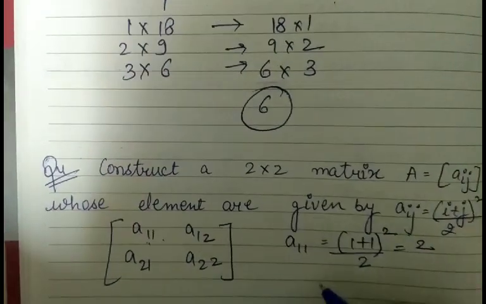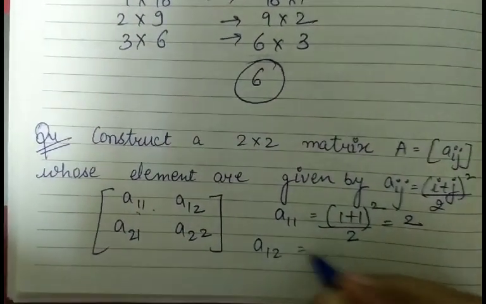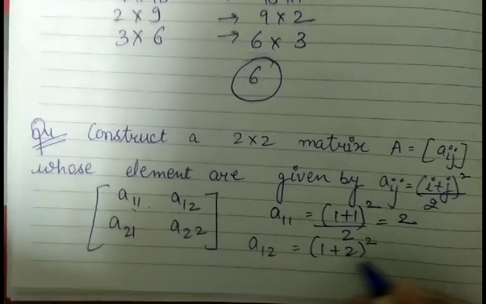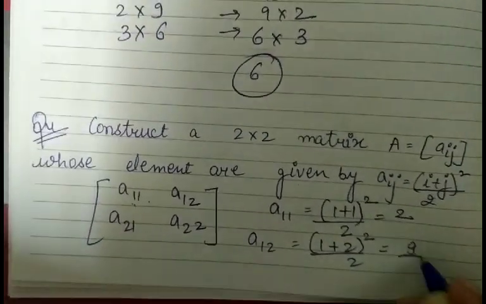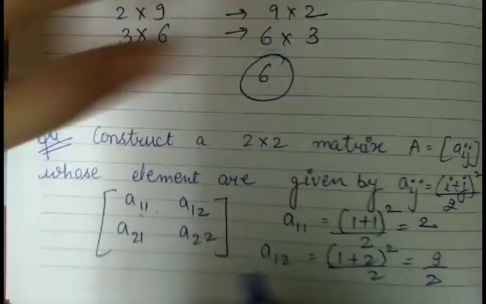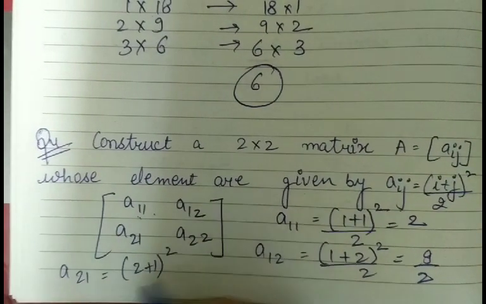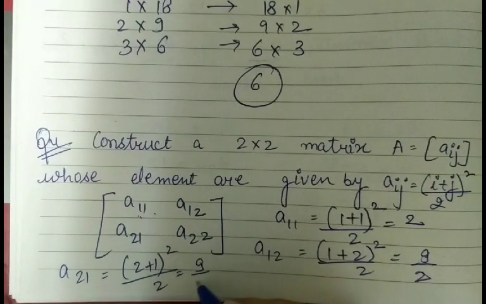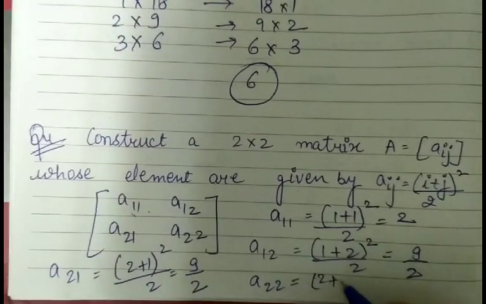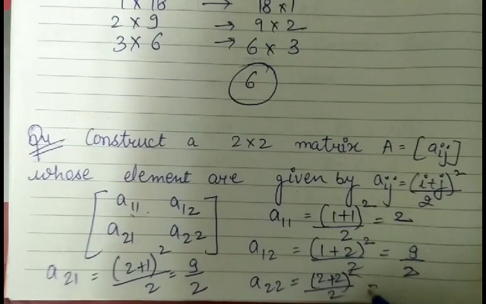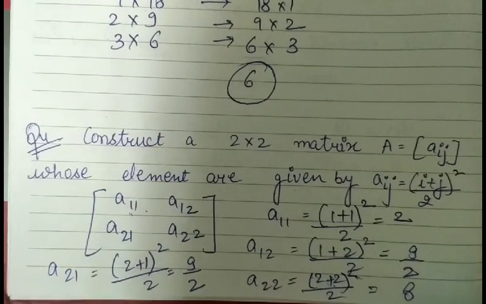This will be 2. When I am finding A12, i will be equal to 1 and j will be equal to 2. 1 plus 2, 3. Square of 3 will be 9 by 2. Similarly, when I am going to write A21, (2 plus 1) square upon 2. This will also be 9 by 2. And when I am writing A22, then (2 plus 2) square upon 2. That is 2 plus 2, 4. Square of 4 will be 16. 16 upon 2 will be 8.